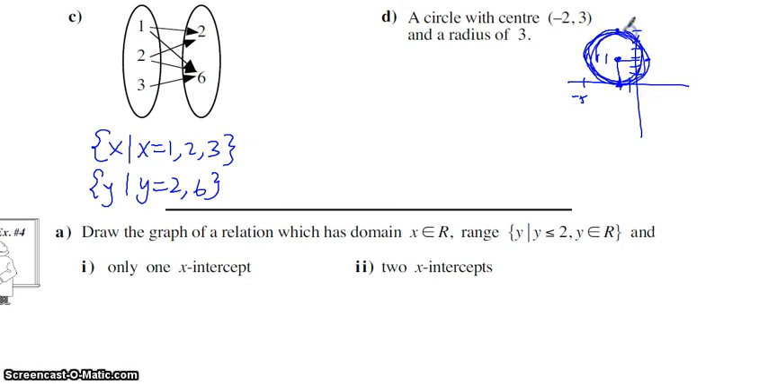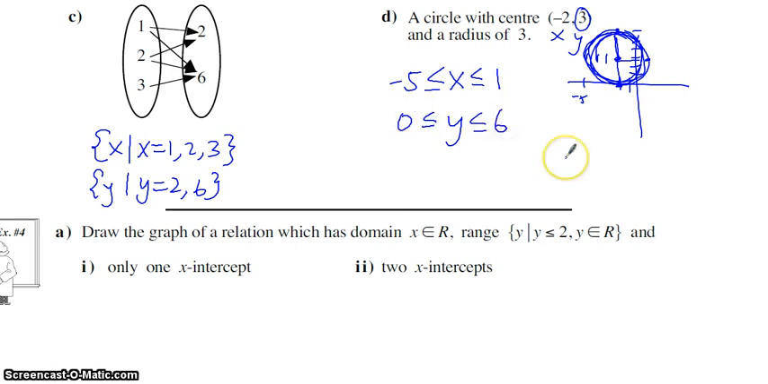All right, so x is between -5 and 1. Because from -2 you go to the left by 3, you get -5. From -2 you go to the right by 3, you get 1. Okay, and then for range you go up and down. From 3, remember this is x, this is y, the range is as high as 6, as low as 0. Just 3 units away from the center, and then you can stick the other thing there.